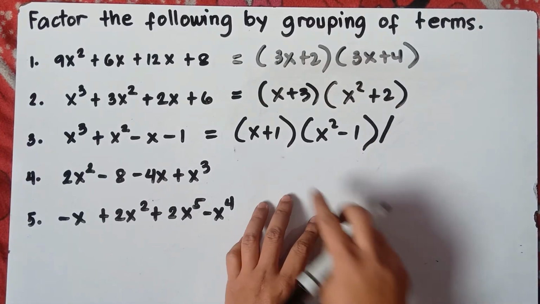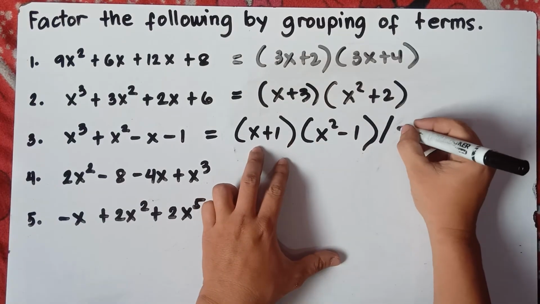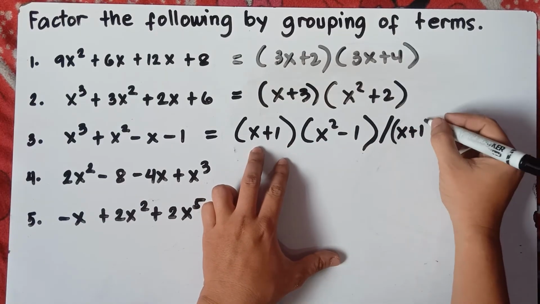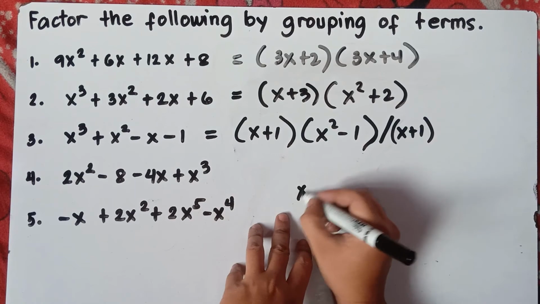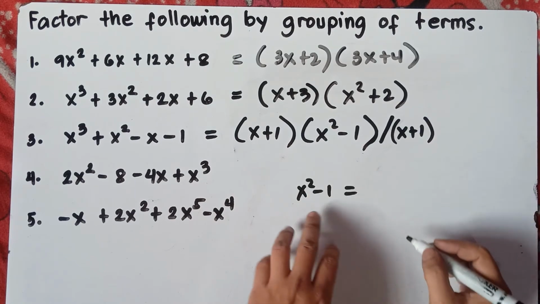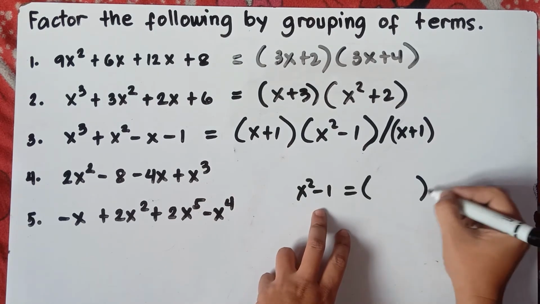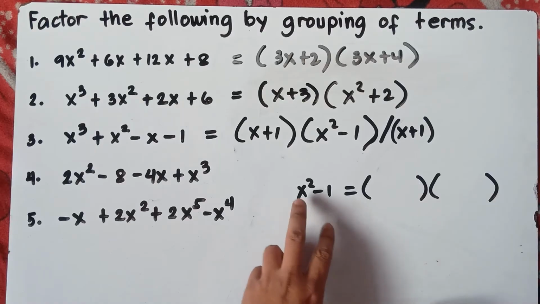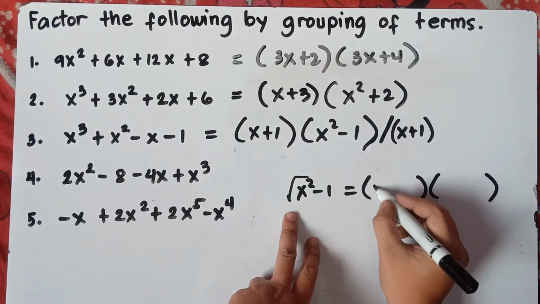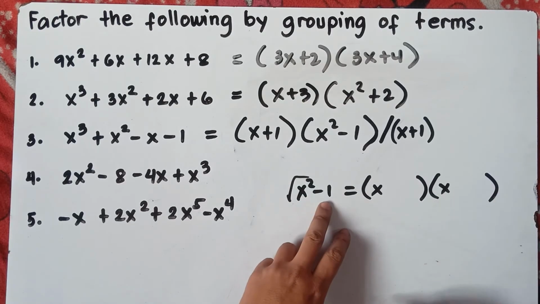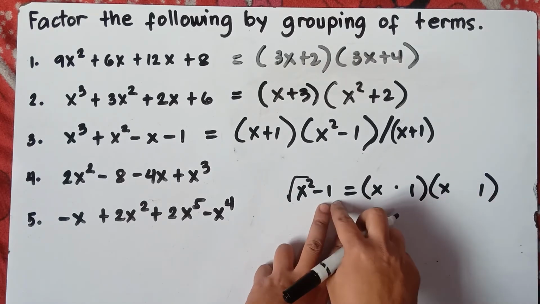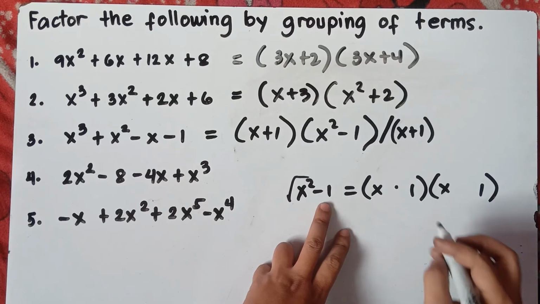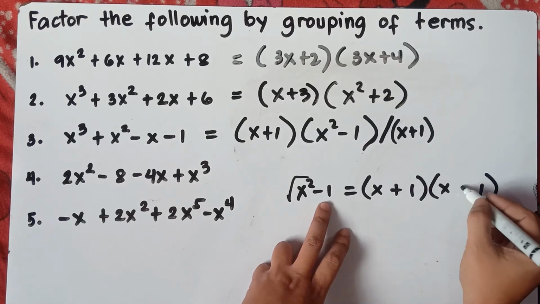Once again, this first factor is x plus 1. And for the other two factors, this x squared minus 1, we can simplify this one with two parentheses. The square root of x squared is x, so x and x. Then the square root of 1 is 1, so 1 and 1. 1 times 1 is 1. Then you put plus, minus.